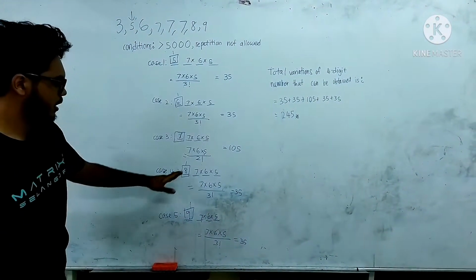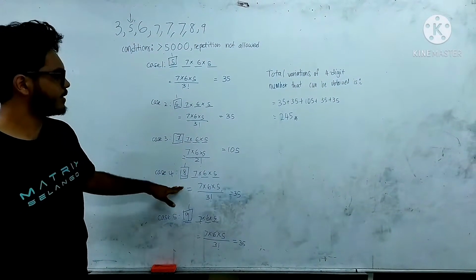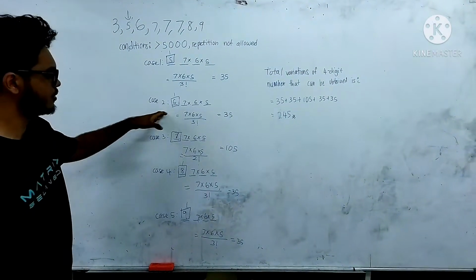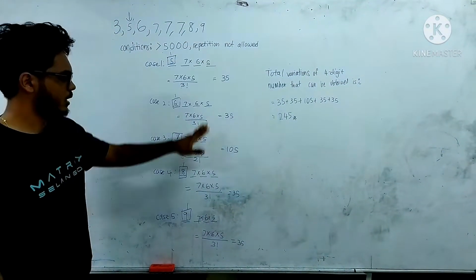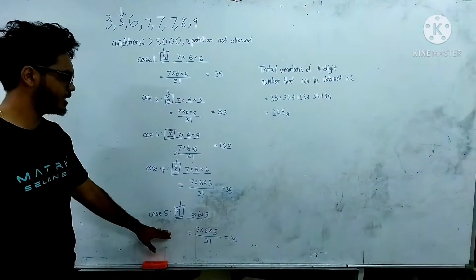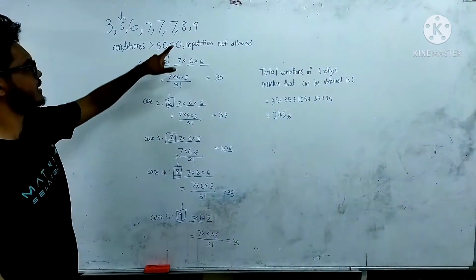Now back to case 4. We have to repeat the same thing as for case 1 and case 2, as we're going to select 8 this time as our first number. And then the same thing again. And for case 5, it is the same thing since we are selecting 9.